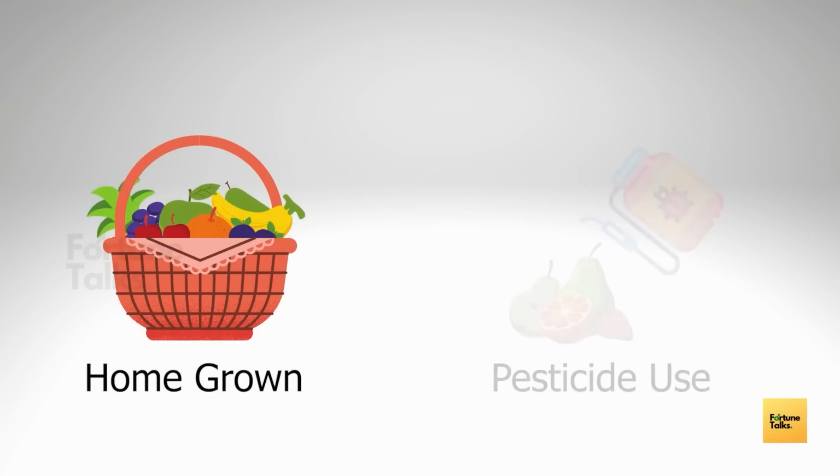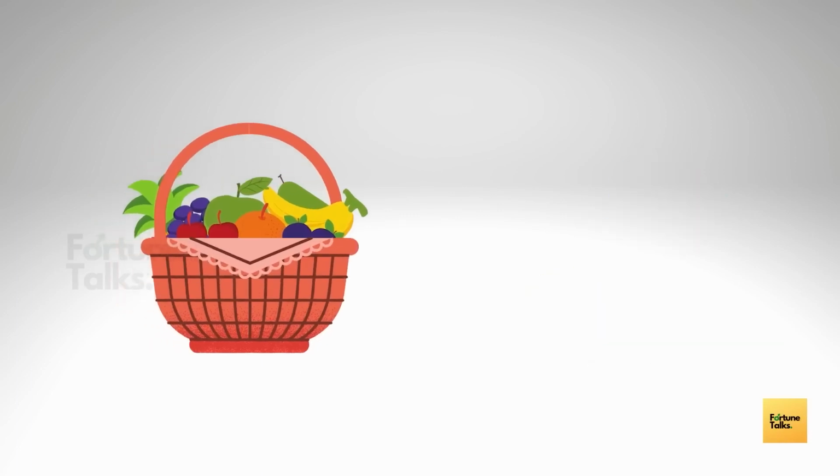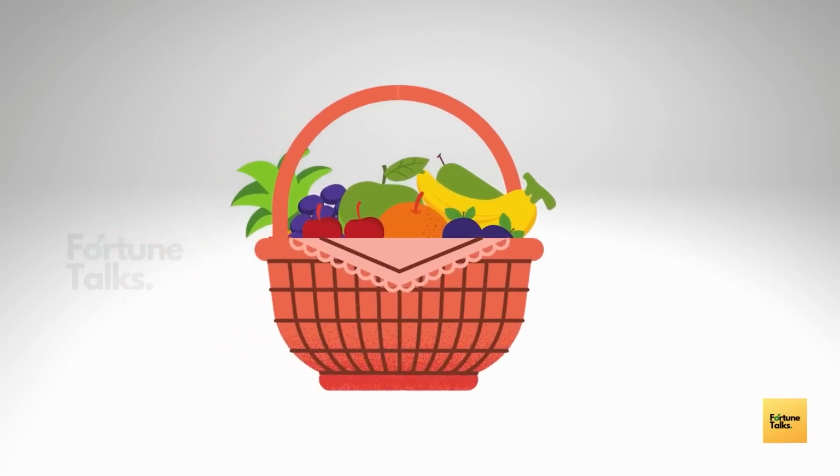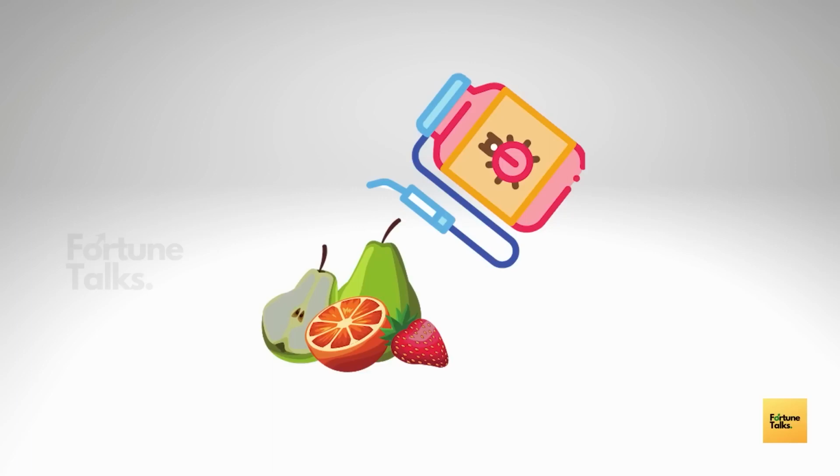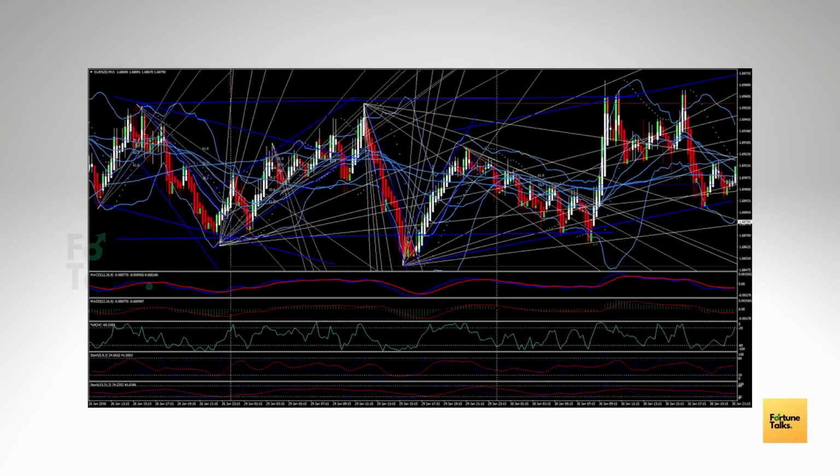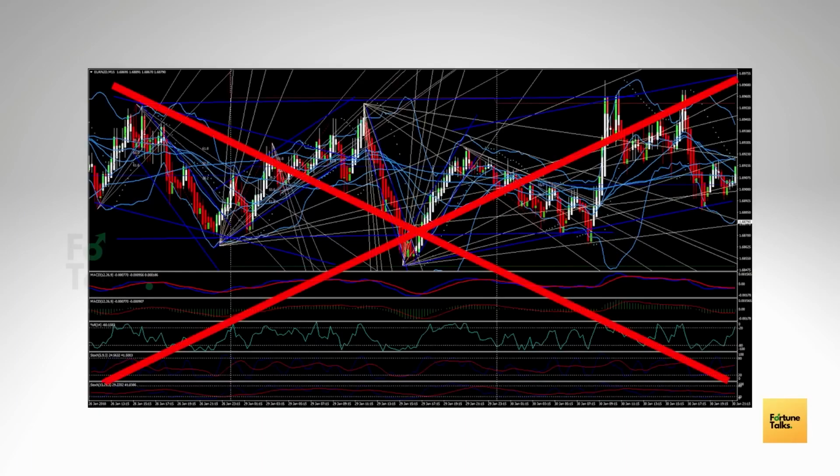Which is better, a fruit from our own home farm or one with heavy pesticide usage? The former may not be very good looking and won't stay fresh for many days, but it's healthy, while the latter may look appealing to the eyes and stays fresh longer, but it's not even remotely good for our health. Likewise, too many indicators in our trading is not very good for our trading account.